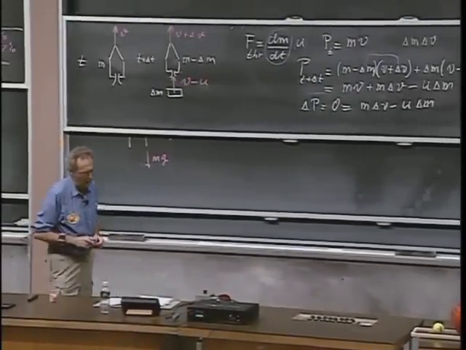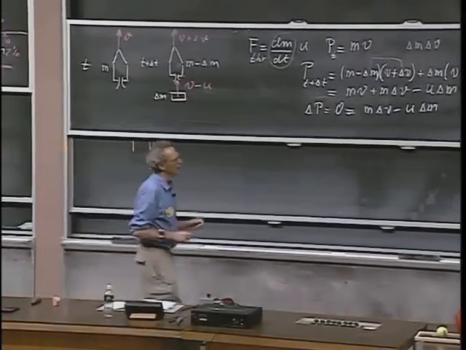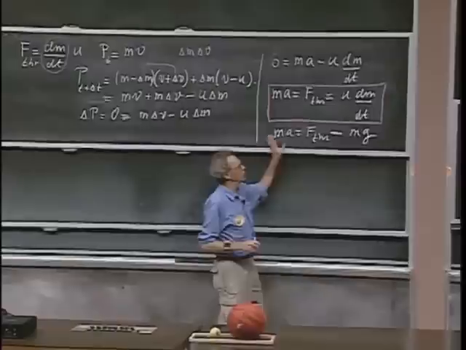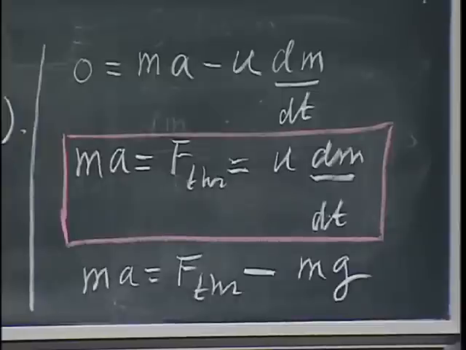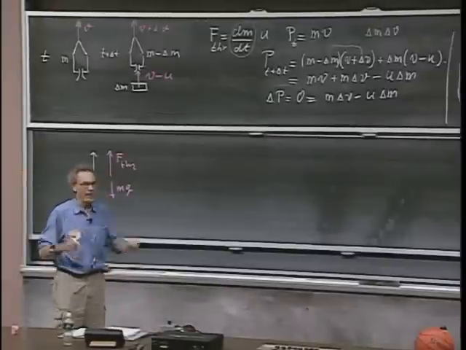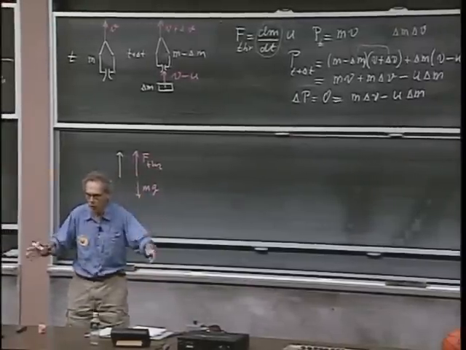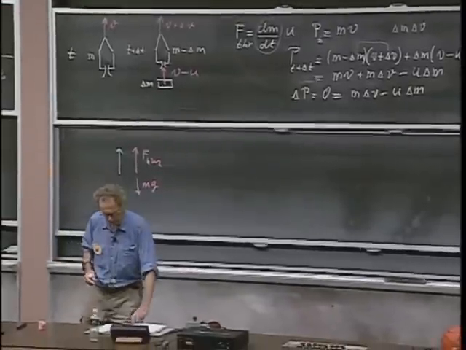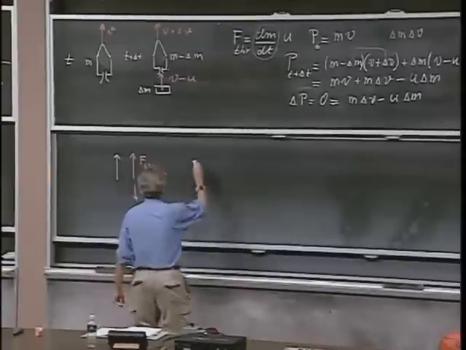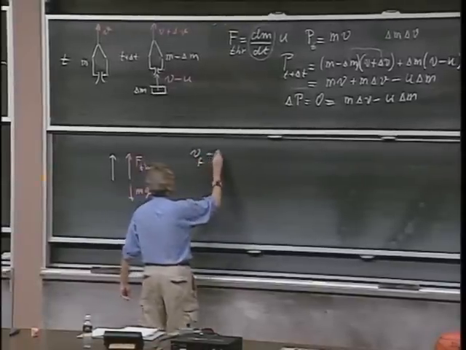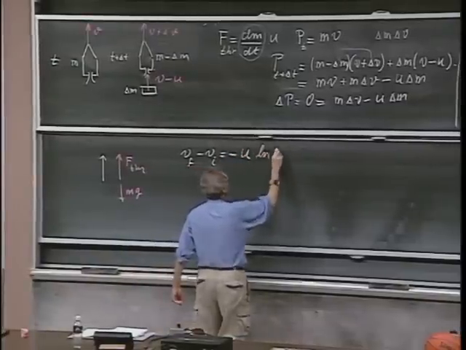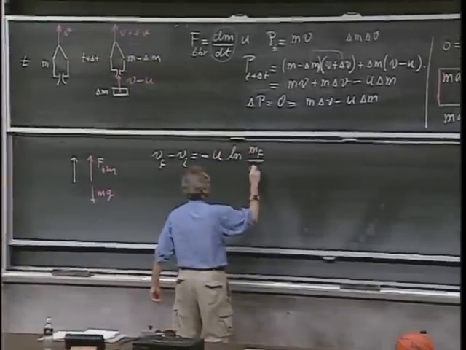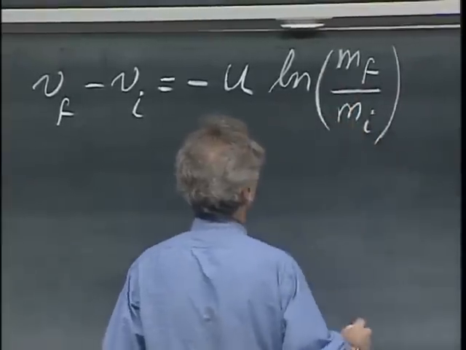Now you have to do a little bit of massaging, and I will leave you with that. A couple of integrals are necessary to convert this into the final velocity of the rocket after the burn compared to the initial velocity. That part I will leave you with, but you will see it worked out in all detail in the notes that I left on the web. And then you come up with a very famous equation: the final velocity of the rocket minus the initial velocity of the rocket equals minus u times the logarithm of the final mass of the rocket divided by the initial mass of the rocket.